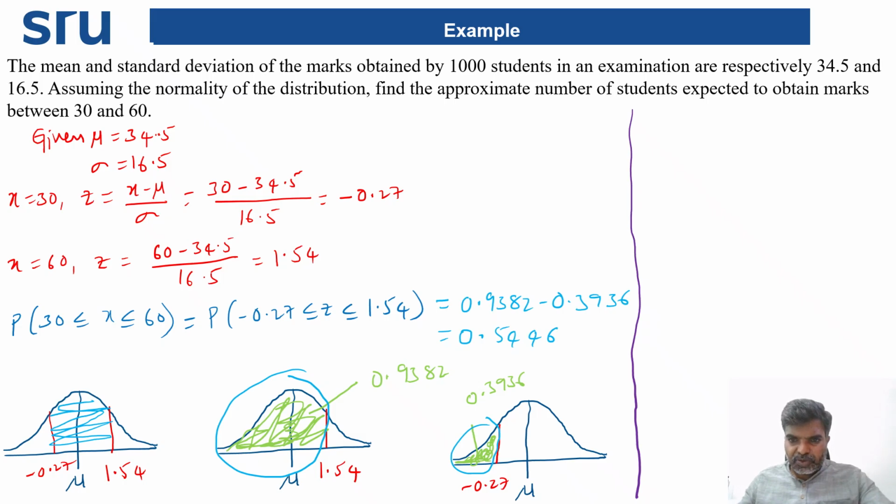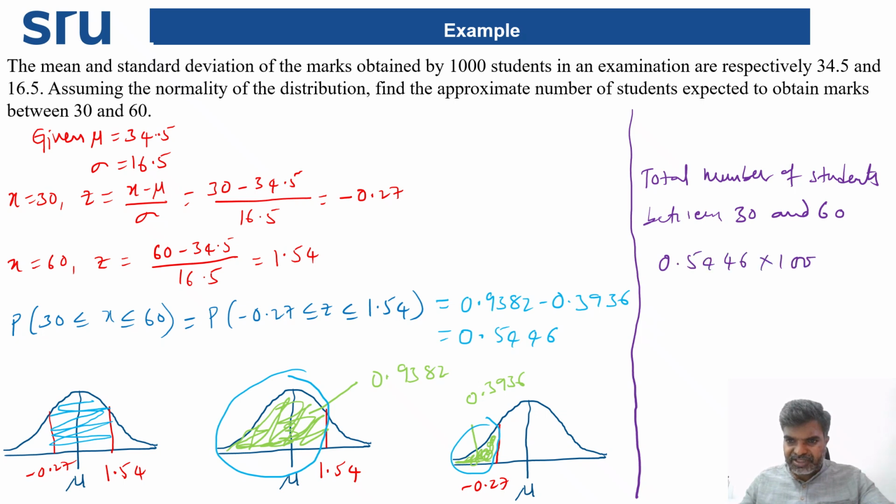Now we need the total number of students between 30 and 60. It is very simple. You just have to multiply this value with 1000 because the total strength is 1000. If you multiply this, you will get 544.6. This is the required value. So we can consider the total number of students as 544.